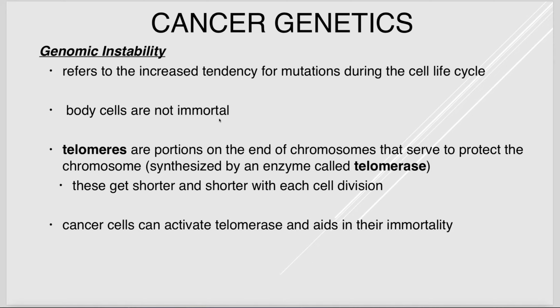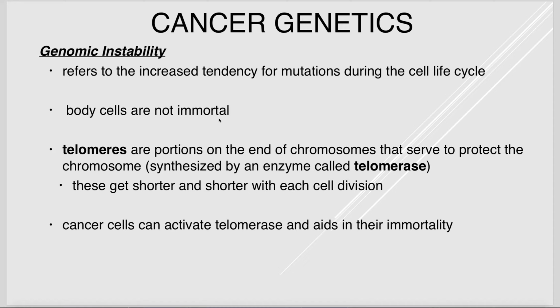So genomic instability. This is basically the increased tendency for mutations during the cell life cycle. Our cells are not immortal. And many of our cells live a long time. And as we age, we develop more mutations. Cancer can be seen as a disease of aging. But we do have protective measures to try to make our cells last as long as possible, but they're still not immortal.